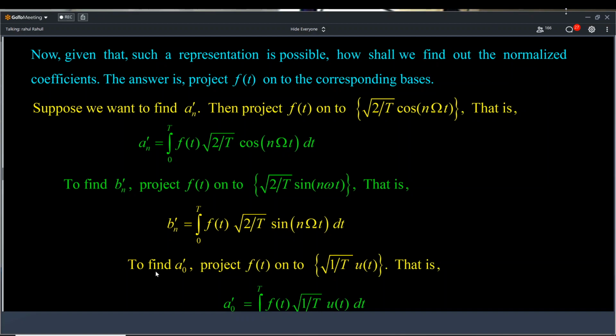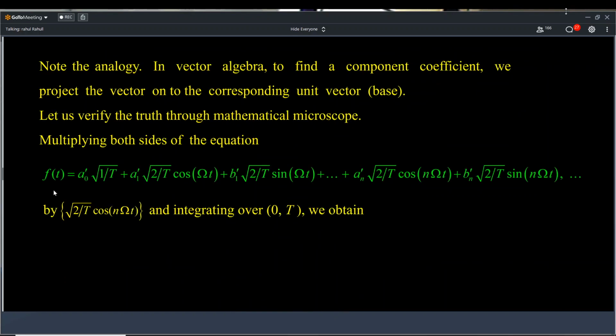Okay. So similarly, for a0, what exactly are you doing? You are projecting the function on the normalized base. The base is normal. Now put these values in the original equation. That is f of t. This is the original equation: a1 dash under root of 1 by T, a1 dash under root of 2 by T cosine of omega t, and so on like this.